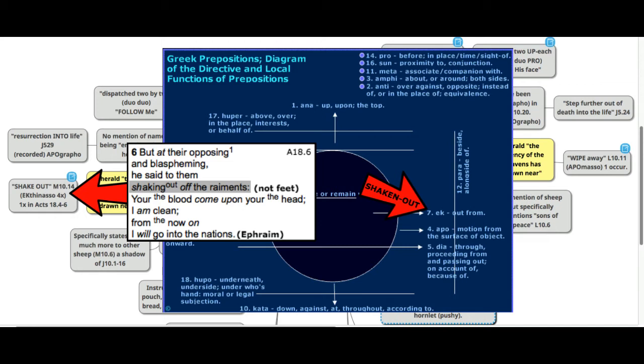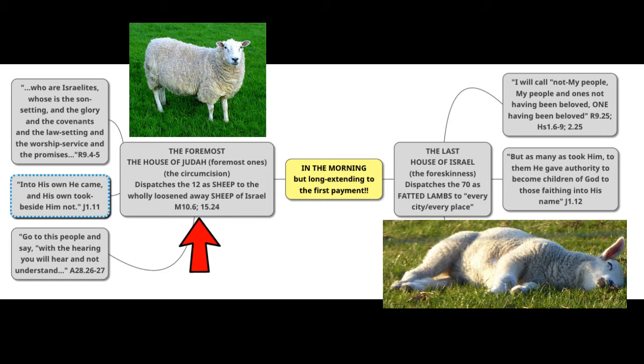Because again, the coming testifying time will involve the finishing of the cities of Israel. So here, according to the shaking out of the raiments, we read, your blood comes upon your head, referring to the day of slaughter, where Paul then states, I am clean from now on, I will go into the nations. Where, again, I expound upon this in part two of my video series, Workers for Reward, at around the 5.5 minute mark. So what we see is that the heralding to the Jews was binding to be first, foremost, but then after the turning to the nations, last.